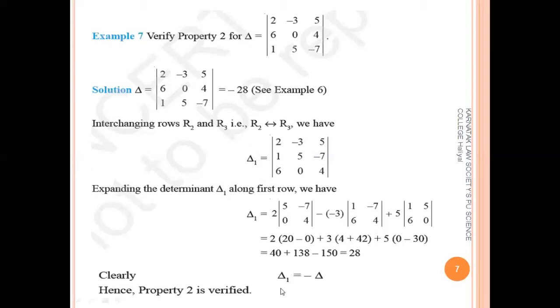That's why delta 1 is equal to minus delta. Hence, property 2 is verified. If you interchange all rows into columns, the value will not change. If you interchange any two rows or columns, the sign will change here.